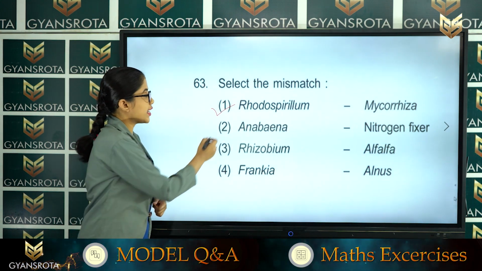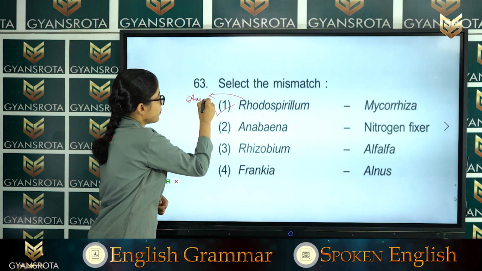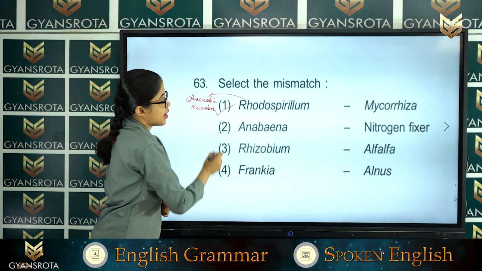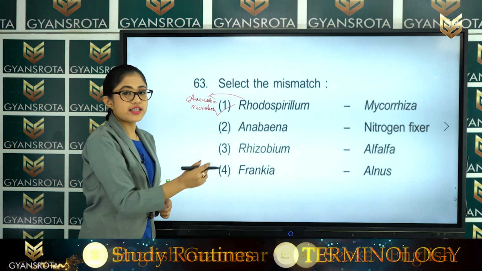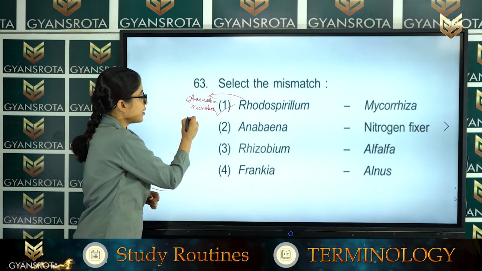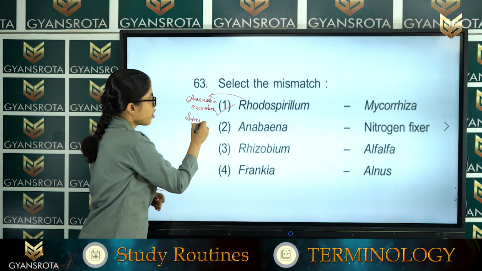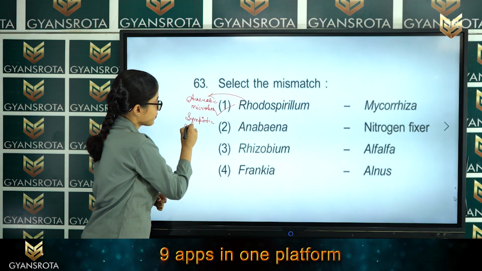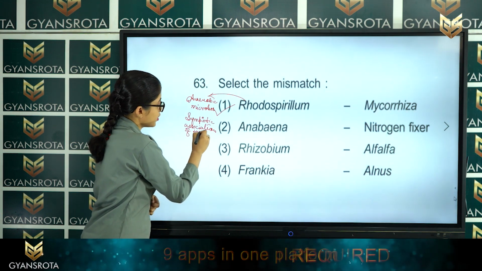Rhodospirillum, you know, is an anaerobic microbe, right? And here it has been matched with the mycorrhiza. Mycorrhiza, I hope you have remembered that. That is the symbiotic association of fungus with the root.